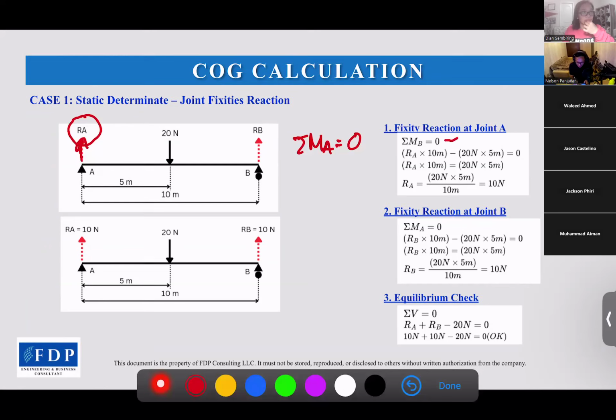So what is total moment at B equals zero? The moment at B will be introduced by the reaction at A because it has a distance to B of 10 meters, and the 20 newton force because it has a 5 meter distance to B.